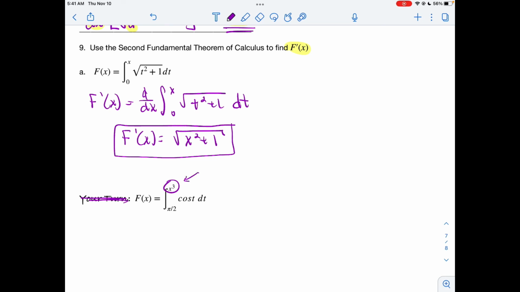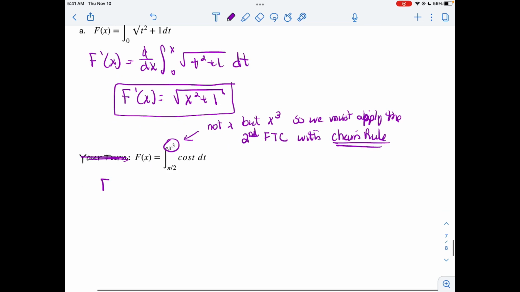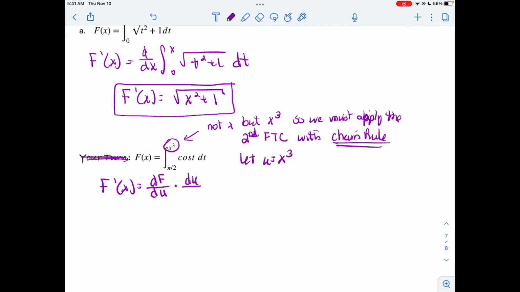Now, when the upper bound is not a singular variable, it's not x, we have to substitute in another variable in its place, and then we have to apply the chain rule that we learned with derivatives. So how do you do this? First, you must rewrite this so that the upper bound is a singular variable. So I'm going to replace that x cubed with another variable. I'm going to use u. So I'm going to let u equal x cubed.